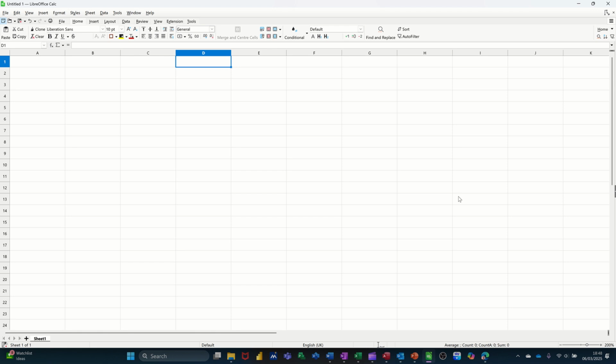So on the screen, I'm going to type some labels: rate, term, and loan. And then I want to know what the payment is going to be on this loan. So rate, I'll go for 10%. Term, I'll go for 300 months. Loan, I'll say 50,000. And I want to know what the payment is going to be.